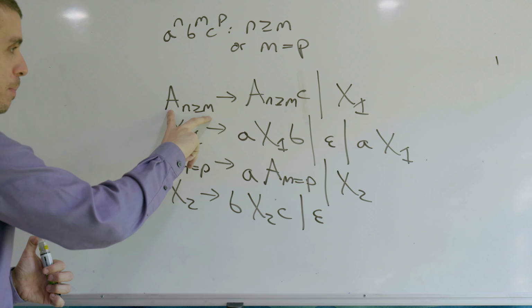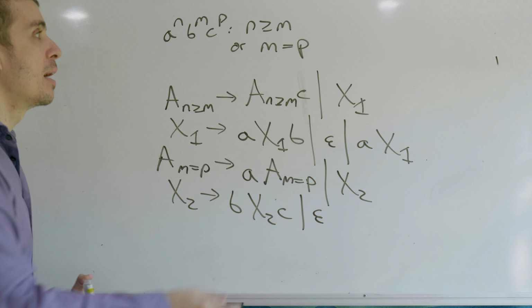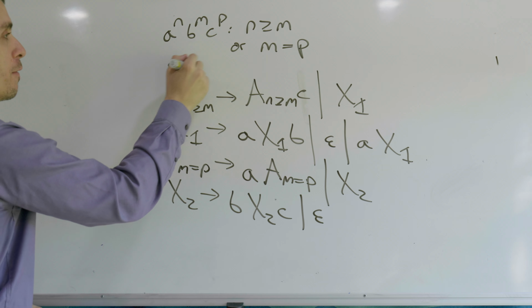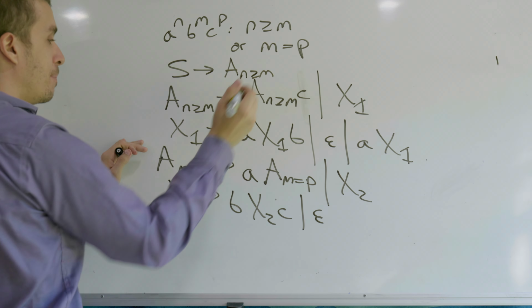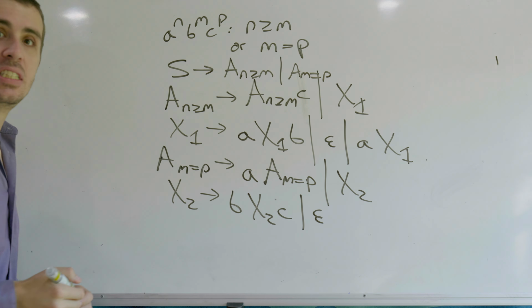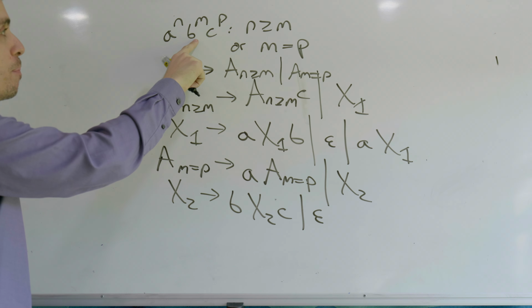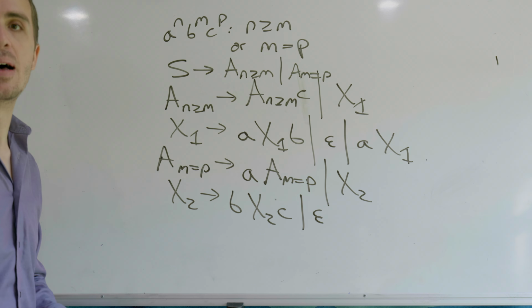Okay, so we have a variable that does the first condition, another one that does the second condition. How do we combine them? With this or, which is vertical bar. So my start variable is going to be this variable, a n at least m, or this other one. So therefore, this is a context-free grammar for the set of all strings of the form a to the n, b to the m, c to the p, where n is at least m, or m equals p.